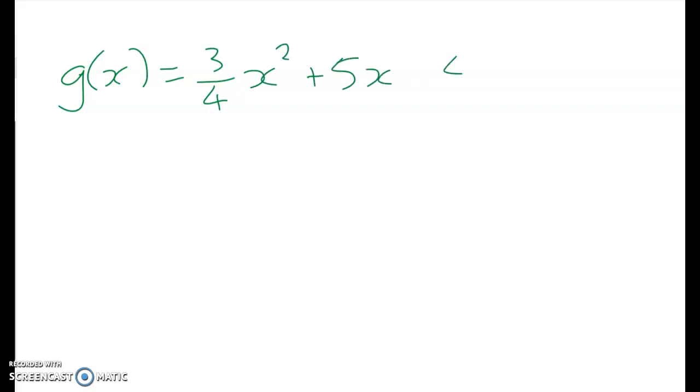Okay, so now let's look at question 2, where we've got g of x is equal to 3/4 of x squared plus 5x, take away 4.